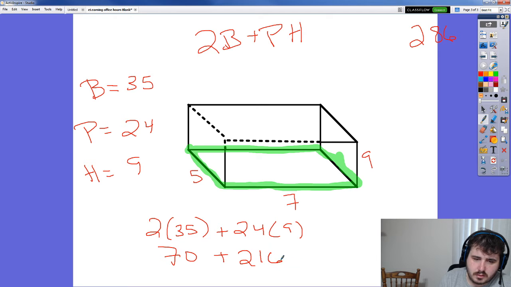216? Yeah. 24 times 10 minus 24. 240 minus 24 is 216. And then you add those up, 70 and 216. You better get 286. You better get the exact same thing. It doesn't matter which way you go. It's always going to be the same thing with a rectangular prism.